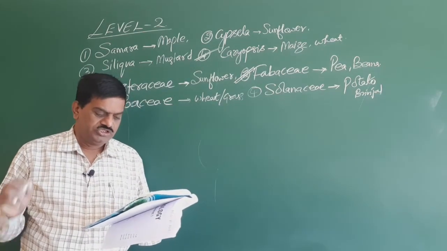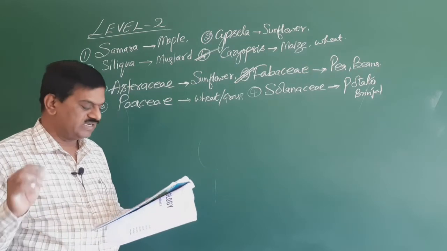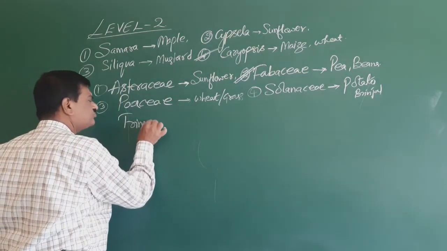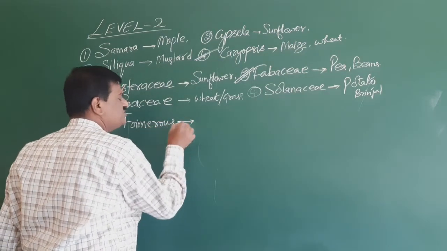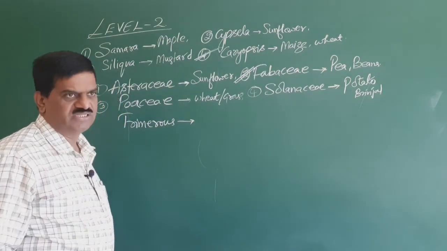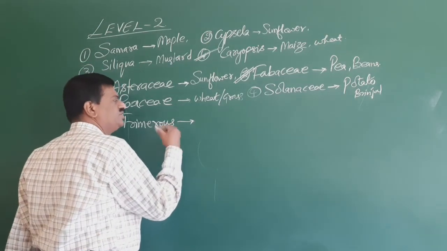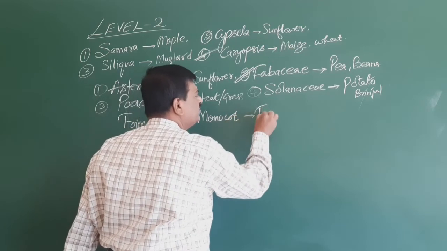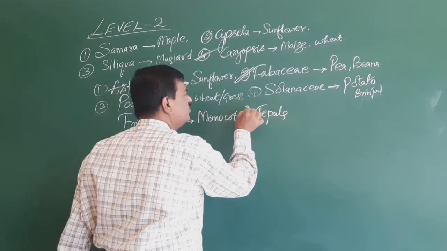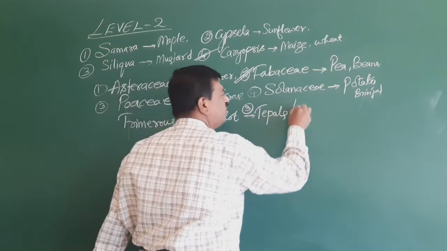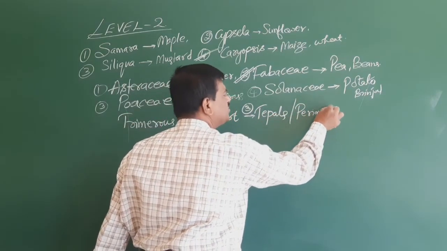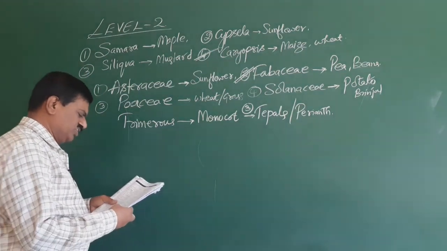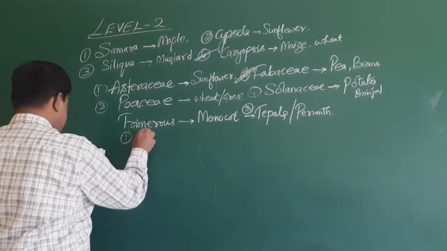Trimerous unisexual flowers occur in. Here again, trimerous means 3 sepals or 3 petals, but very commonly trimerous can be seen in the monocots. Here we use the word tepals. Here 3 tepals or perianth are present, hence it is called trimerous. So examples for this. The first option is tamarind.